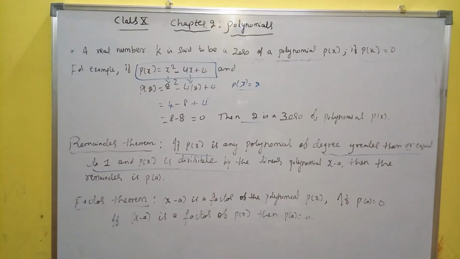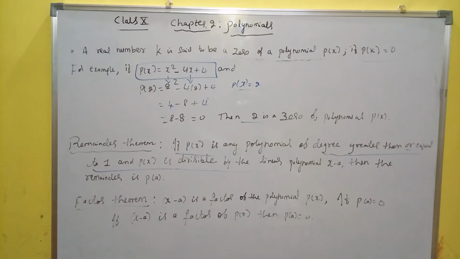Then x minus a is a factor of p of x. This is all you learned in your 9th standard, that means in your previous class. So once again, we can glance at the pointers we discussed today. An expression of the form p of x equals a naught plus a1 x plus a2 x square is the general form of a polynomial. The highest power of the variable appearing in the polynomial is called the degree of the polynomial. Degree is nothing but power. The degree of the zero polynomial is not defined.